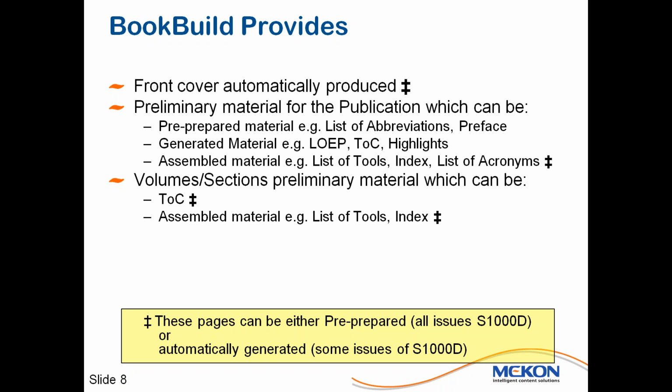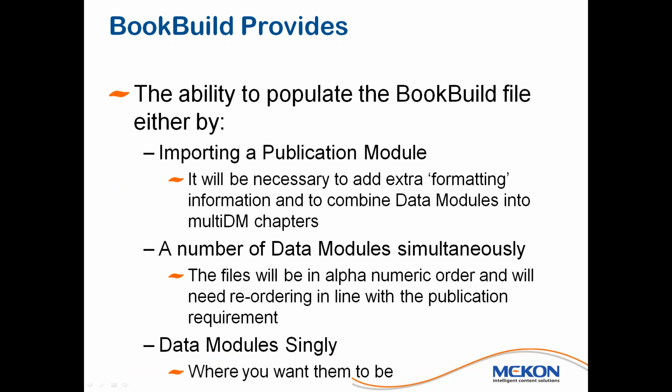The list of tools and list of supplies and that sort of thing, you can arrange to have those all brought forward to tables and chapters at the front of the book so that you can see the whole gamut of those particular items that's required by the publication. Whether you have them or not, most of them are actually optional, of course. So the volumes and sections of preliminary material for each one can either be a table of contents and assembled materials list and that sort of thing. Which you use depends on your individual requirements.